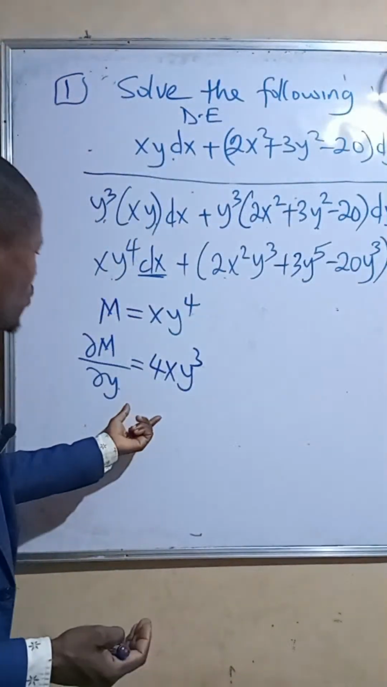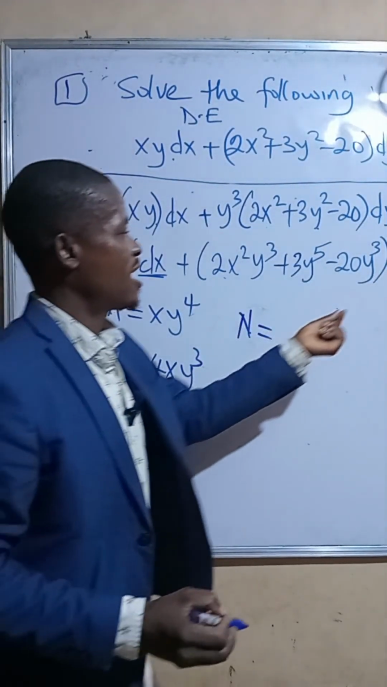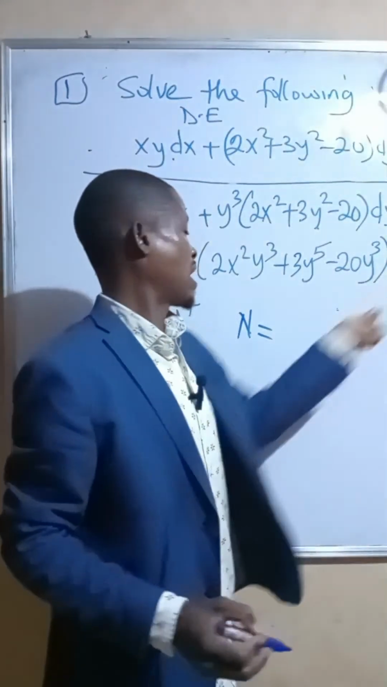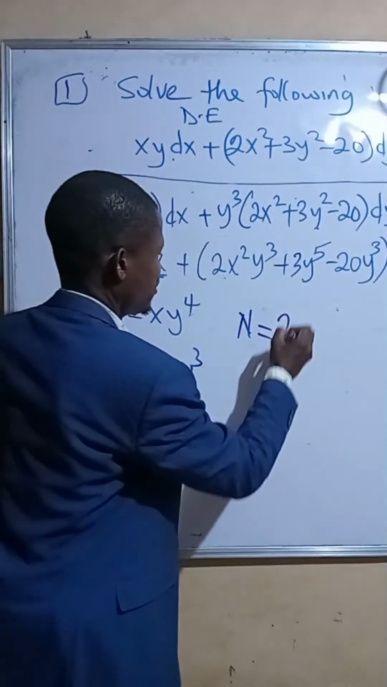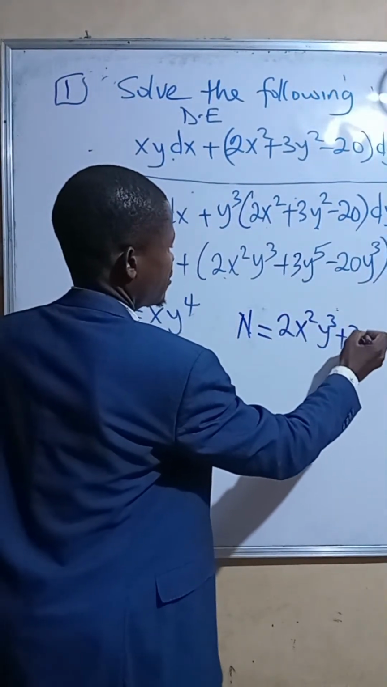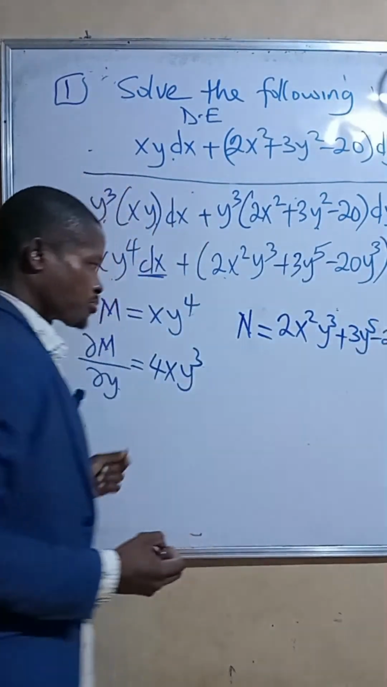So this is what we have now. Let's go to the N. The N is the attachment to your dy. The attachment to your dy is your N, which is this one plus this, and then minus 20y cubed.